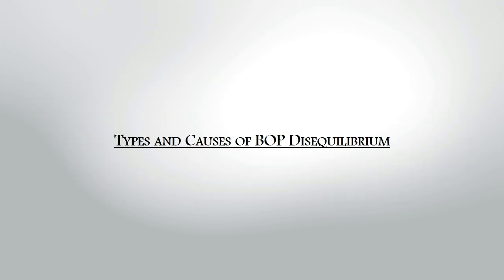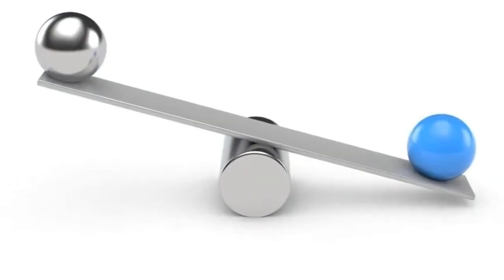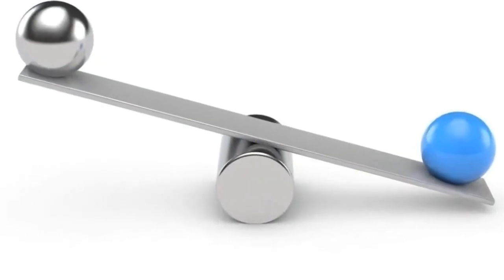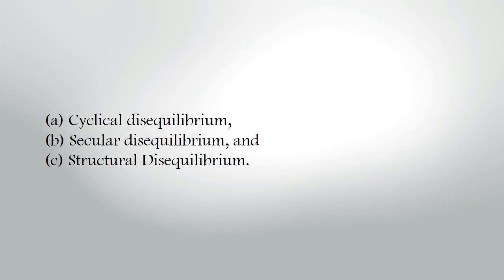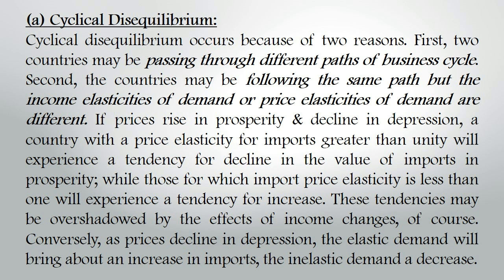Types and causes of BOP disequilibrium. There are three main types of BOP disequilibrium which are discussed below. A. Cyclical disequilibrium, B. Secular disequilibrium, and C. Structural disequilibrium. A. Cyclical disequilibrium. Cyclical disequilibrium occurs because of two reasons. First, two countries may be passing through different paths of the business cycle.